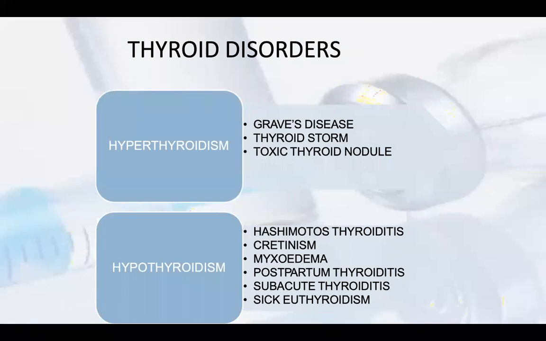Now, thyroid disorders are of two types. One is hyperthyroidism, in which the hormone secretions are increased. Thyroid secretions or hormones are increased. Second is hypothyroidism, in which those secretions are decreased.